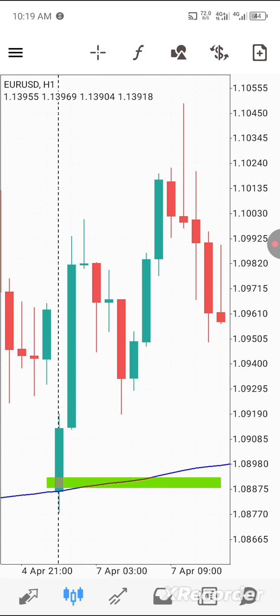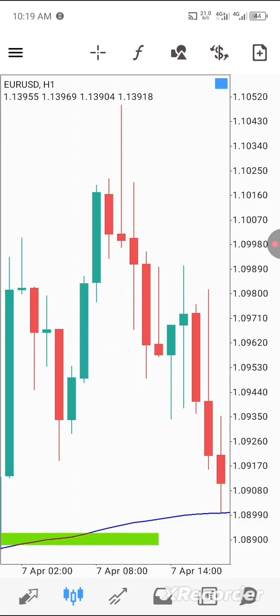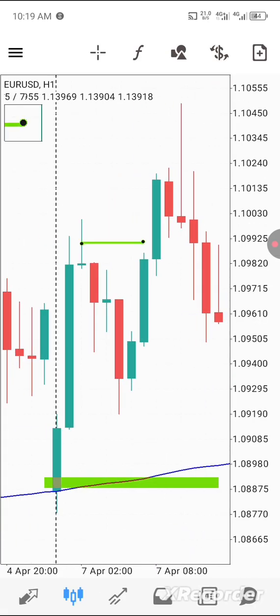Okay, let me draw it so you understand. My take profit, which is this green zone. Look, don't be greedy. You don't have to be greedy. A short position is okay, so it's better than losing your money.